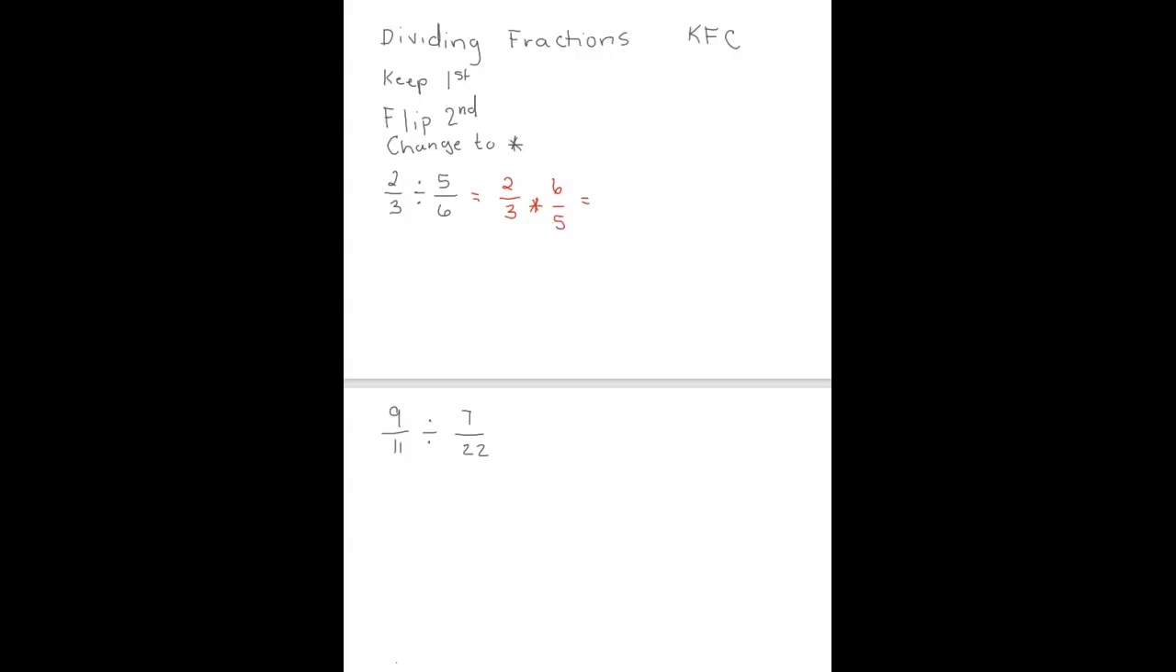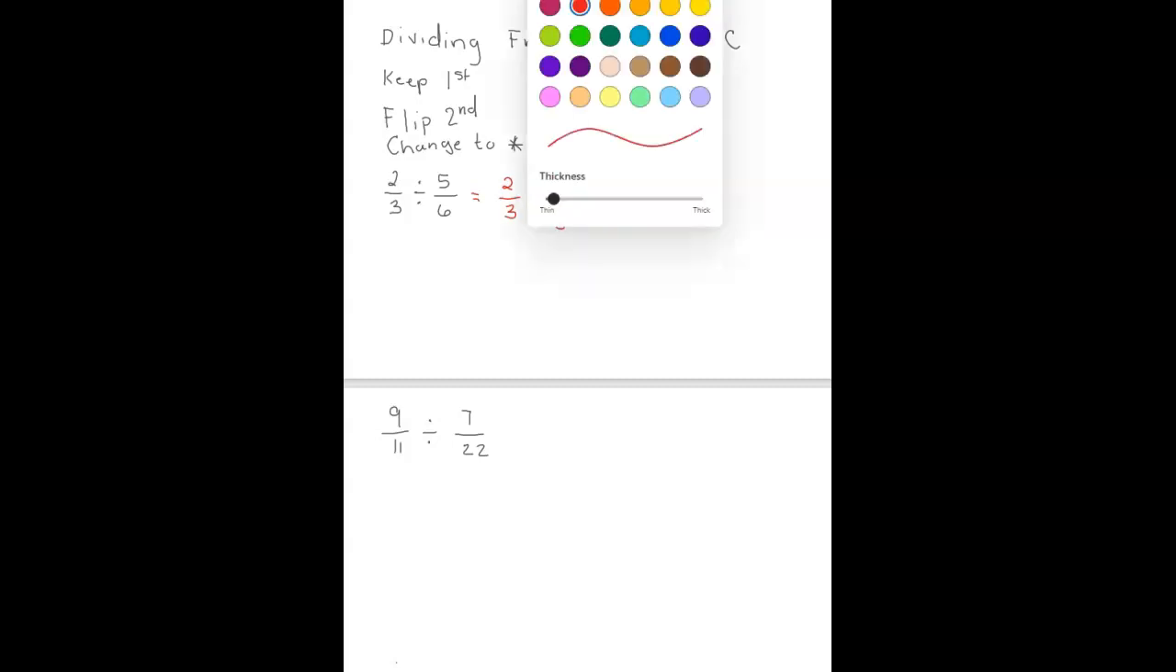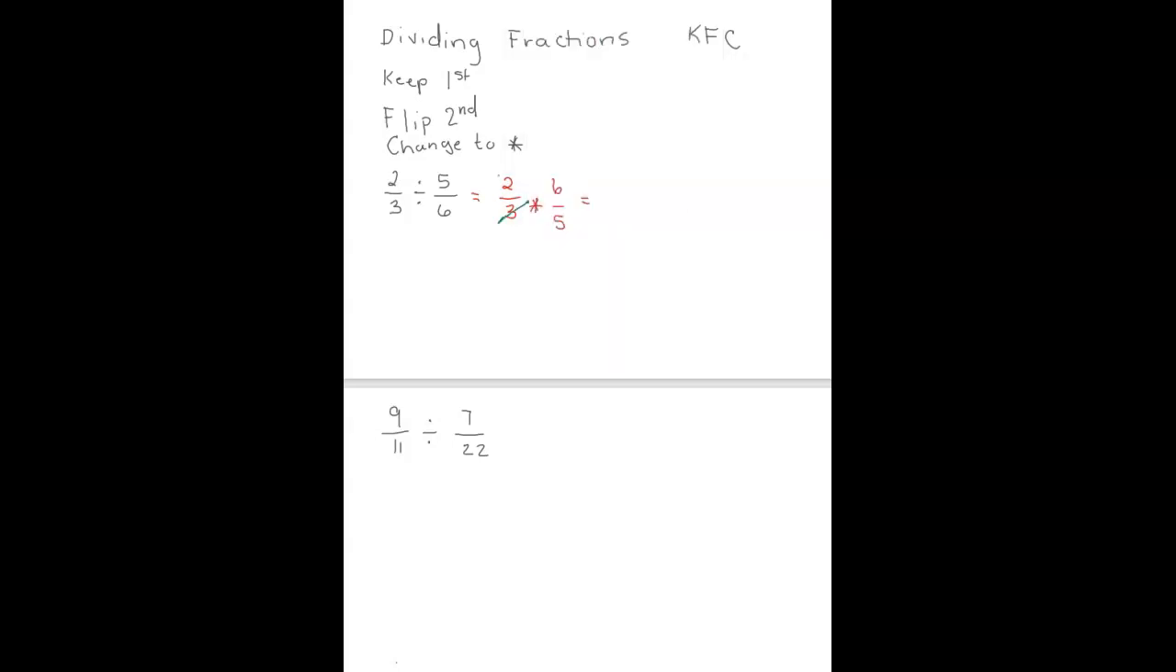Now I have my 6 and my 3, I can cancel, right? I'm going to change up my color just so that it's easier to see this. I'm going to cancel that 3 and that 6. This becomes a 1 and this becomes a 2. Now I've got my 2 and my 5, nothing I can do there. That's as reduced as I can make it. So we're going to wind up having 2 times 2 over 1 times 5, which is going to become 4/5.